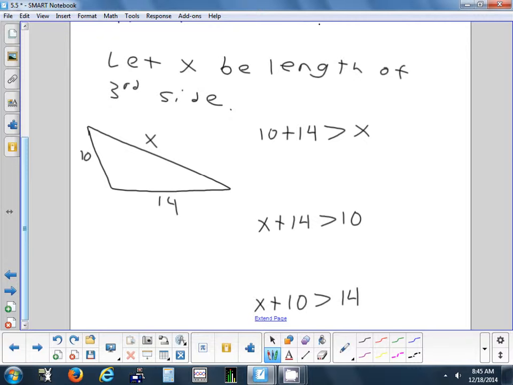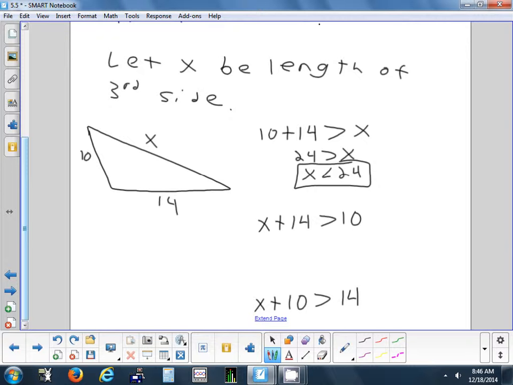First one's easy. 10 plus 14 is 24. 24 is greater than x, which basically means x is smaller than 24. Let's say it that way. So that fact has to be true.